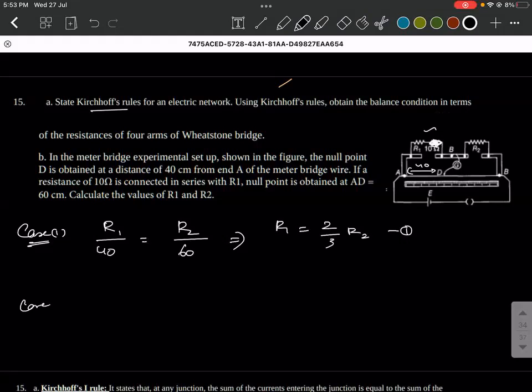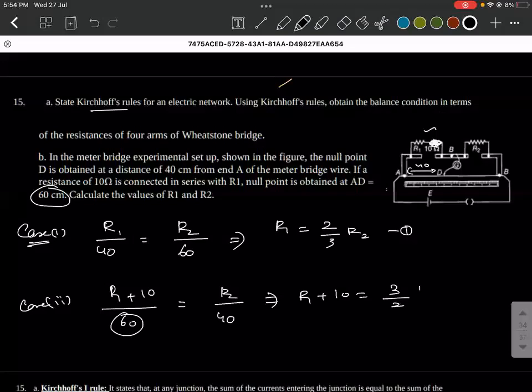In case 2, what has happened? R1 plus 10 divided by 60, because AD has changed to 60, will be equal to R2 divided by 40. So R1 plus 10 will be equal to 3 by 2 times R2. So R1 substituted here, 2 by 3 times R2 plus 10 is equal to 3 by 2 times R2. Sorry, R2. Solve this, you will get the value of R2. Once you get the value of R2, substitute it back here, you will get the value of R1.